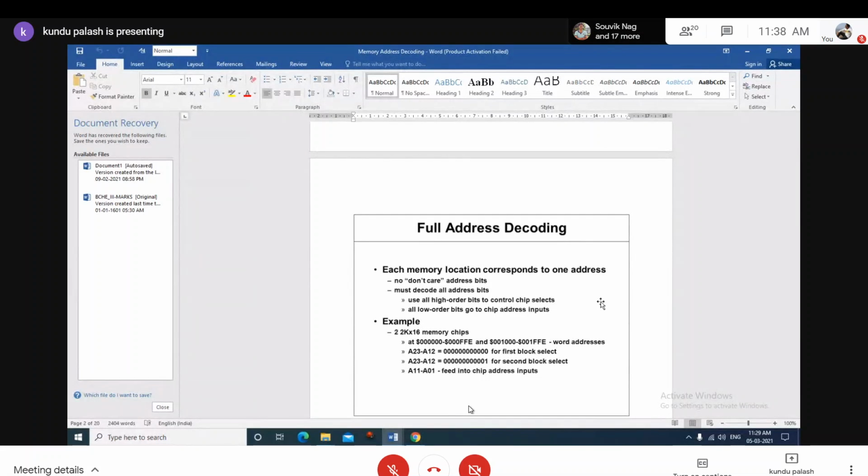No don't care address bus. That means no address line can assume either 0 or 1, that is don't care. In that manner, the connection would be like that.